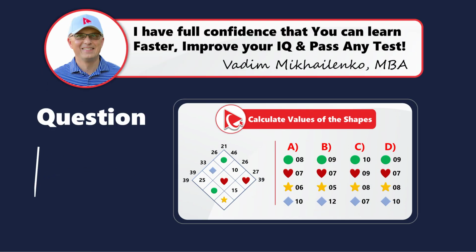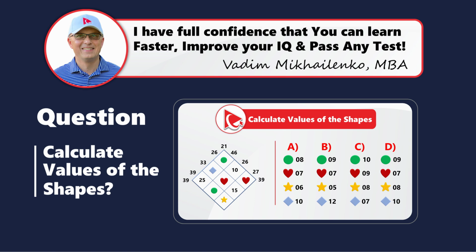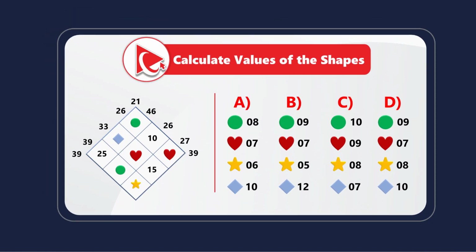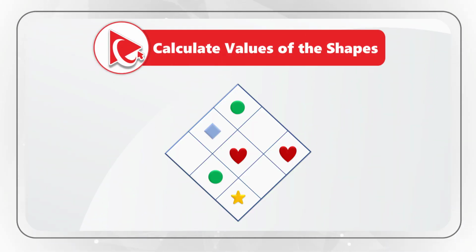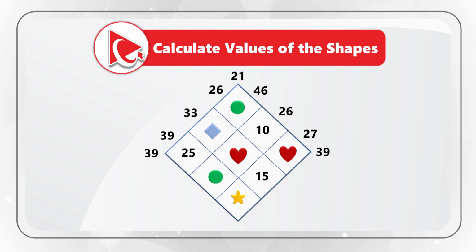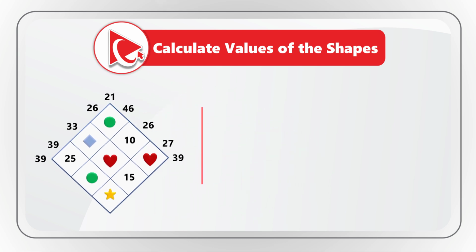And now I have a surprise question for you to practice your skills. You're presented with a 3x3 diamond that contains shapes inside as well as numbers. There are also numbers on the outside. Starting with 9 o'clock, the numbers are 39, 39, 33, 26, 21, 46, 26, 27, and 39. You need to calculate the values of the shapes, and you have 4 possible choices.